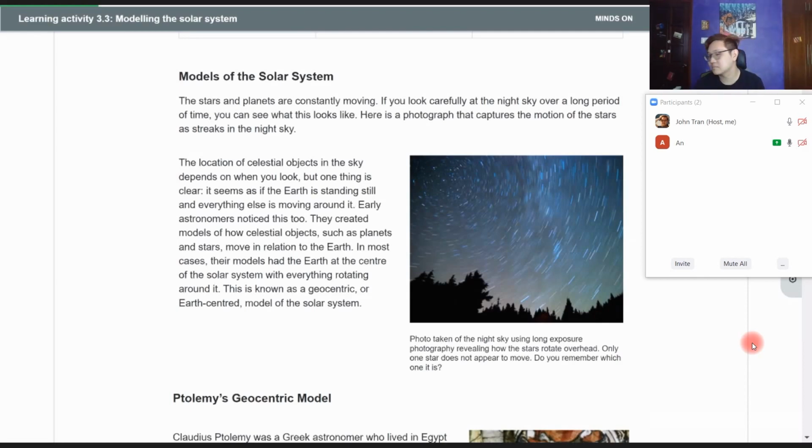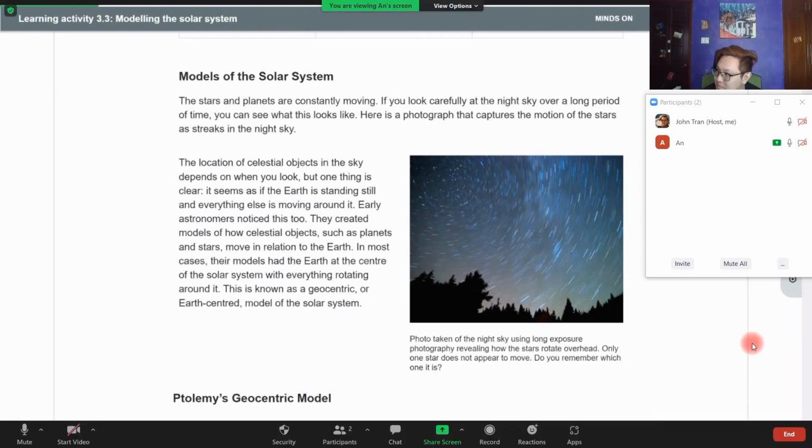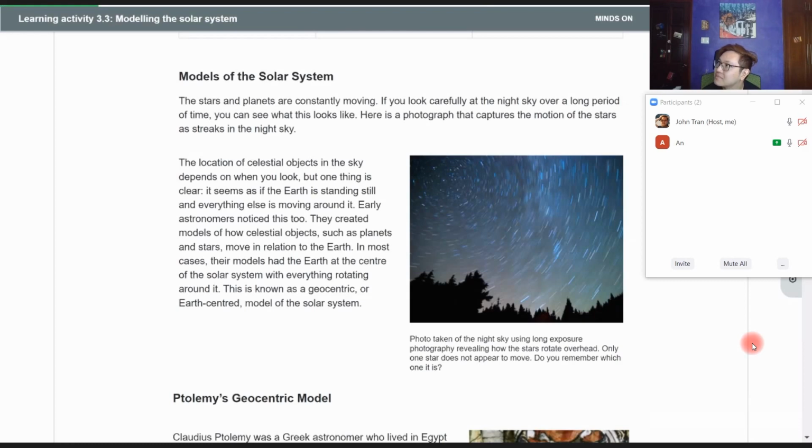Early astronomers noticed this too. They created a model of how celestial objects, such as planets and stars, move in relation to the Earth. In most cases, the model had the Earth at the center of the solar system, with everything rotating around it. This is known as the geocentric, or Earth-centered, model of the solar system.